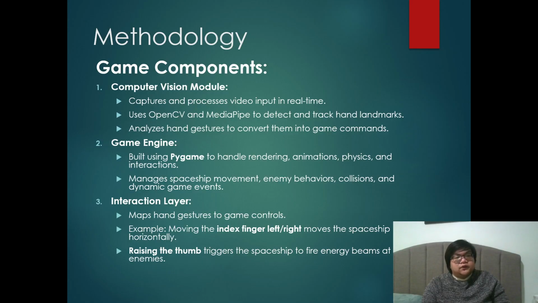Lastly is the interaction layer, which maps hand gestures to game controls. As an example, moving an index finger left and right moves the spaceship horizontally, and raising the thumb triggers the spaceship to fire energy beams at enemies.